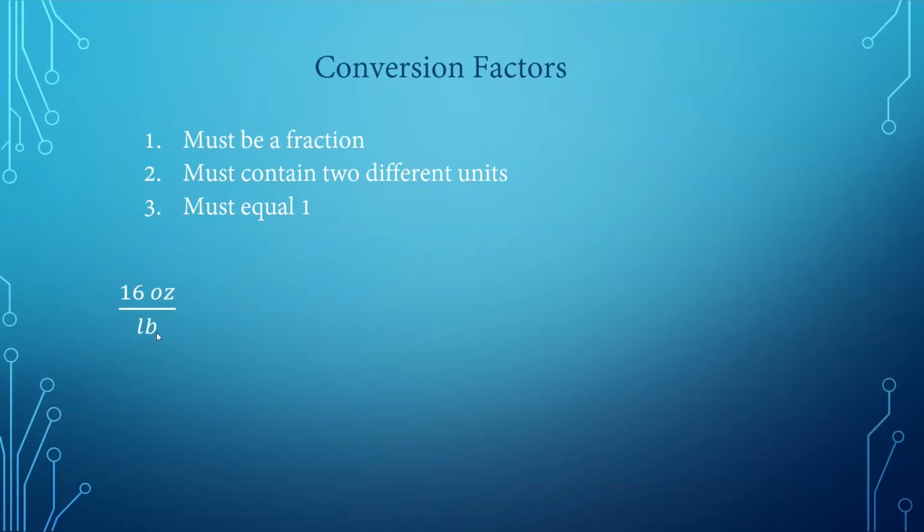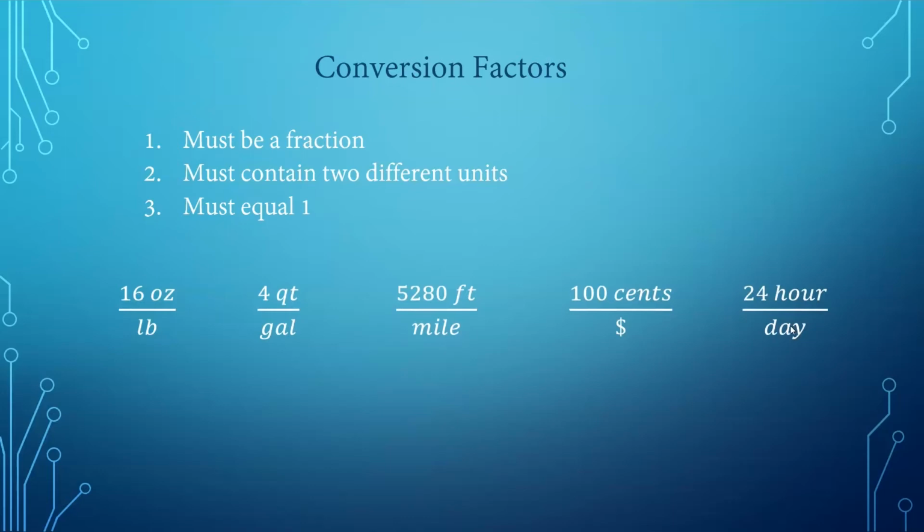For example, 16 ounces per pound. That's a conversion, and it's equal to 1 because 16 ounces is the same as 1 pound. 4 quarts is equal to 1 gallon, so that conversion is equal to 1. There are 5,280 feet in a mile, equal to 1. 100 cents in a dollar, same thing. And 24 hours in a day. All 5 of those conversions, they're all fractions, they all have 2 different units in them, and they all equal 1.